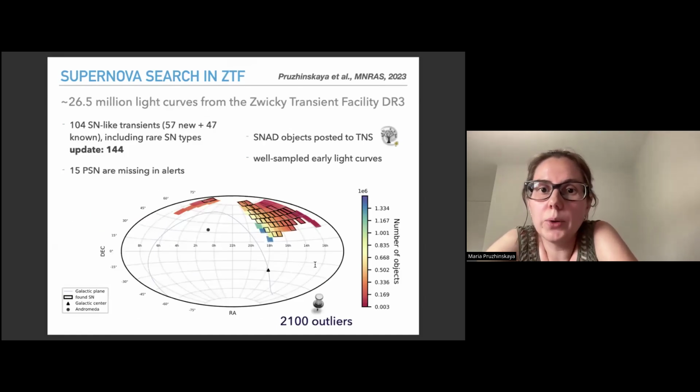So now we are working with the light curves from the Zwicky Transient Facility. Not the alerts, but we are working with catalogs of the Zwicky Transient Facility, the so-called data releases. And here we are actively implementing the active anomaly detection algorithms that I mentioned a few minutes ago, and also trying to use them as a targeted search.